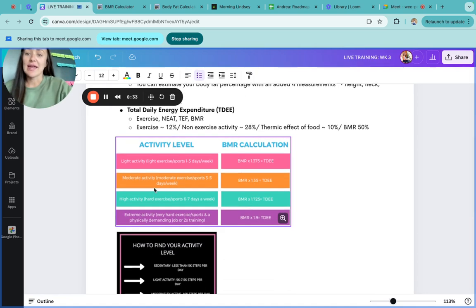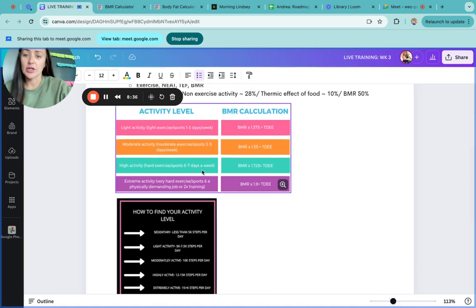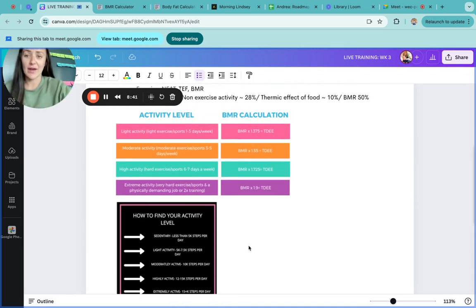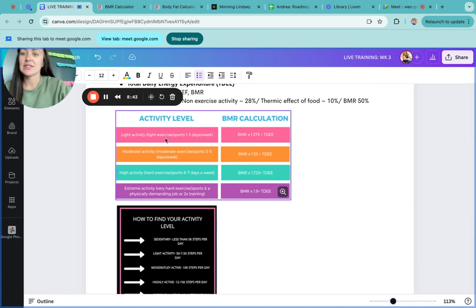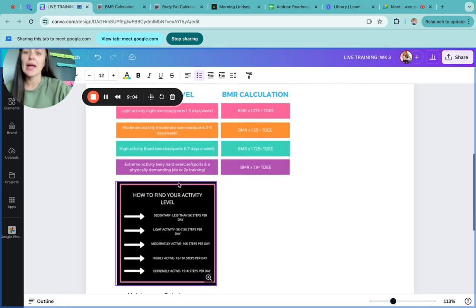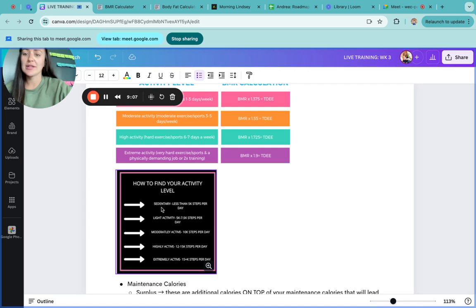Alrighty, so we're going to take that activity level, and if you're not quite sure, I've given you 2 images here to help figure out where you fall in the activity factor. So light activity, I would say, is light exercise, or maybe you're playing sports 1 to 3 days a week, and you're also getting 5 to 7K steps per day, okay? So then we would take that BMR number, multiply it by 1.375, and that is going to be your total daily energy expenditure, okay? You guys can look through the other ones, but notice that it does say sedentary is less than 5K steps per day.